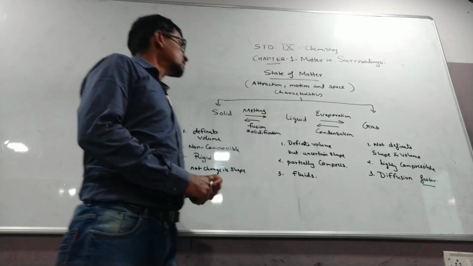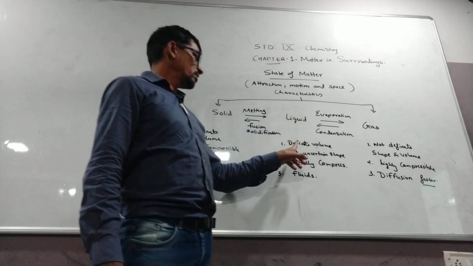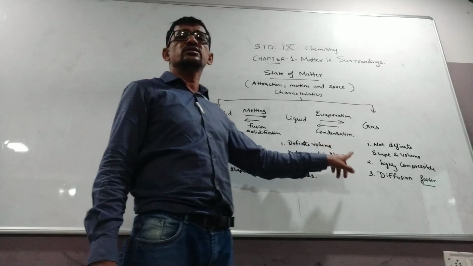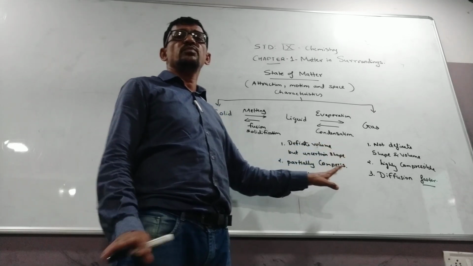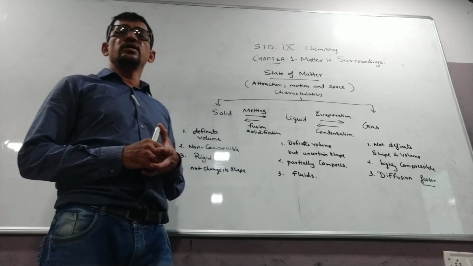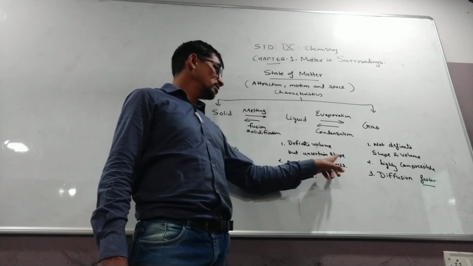Second type of matter, that is liquid. In liquid, definite volume is there, but uncertain shape. Shape is not fixed in the liquid. It will take the shape of the container. Okay, definite volume and uncertain shape.